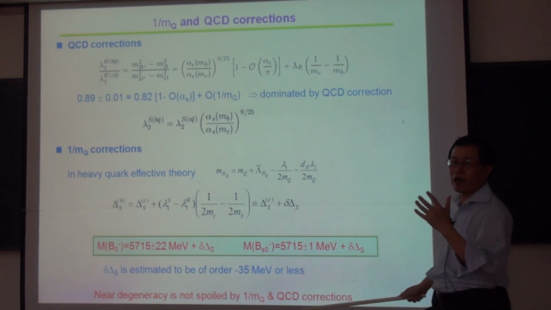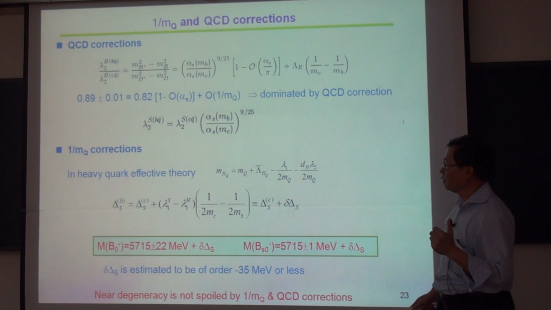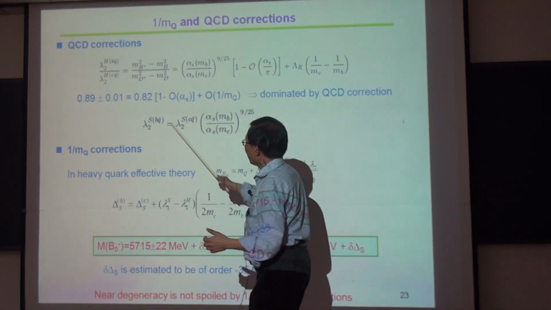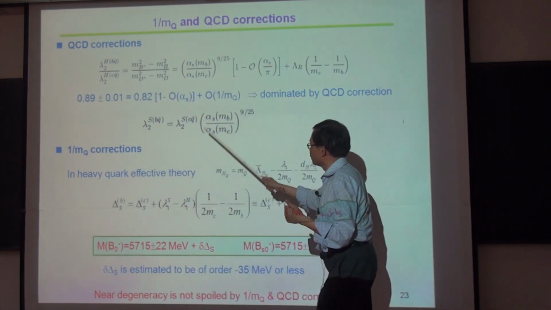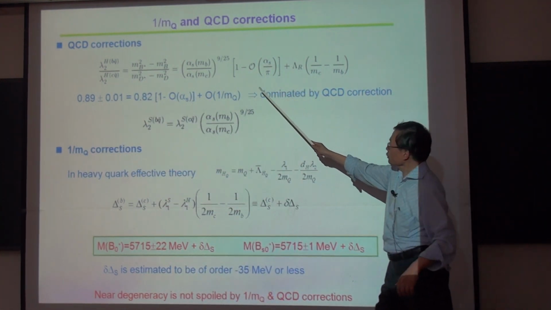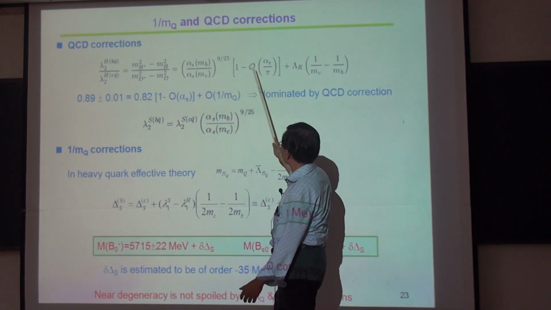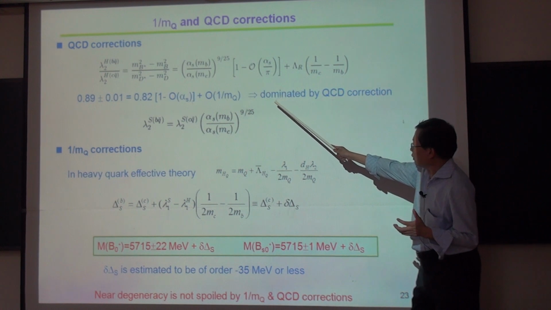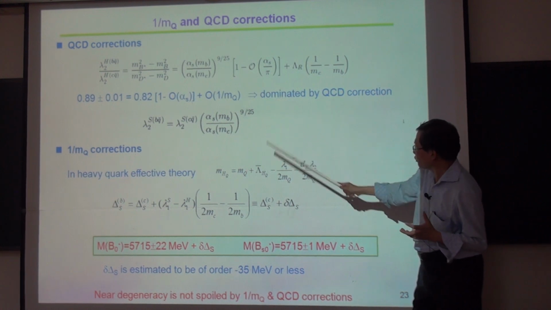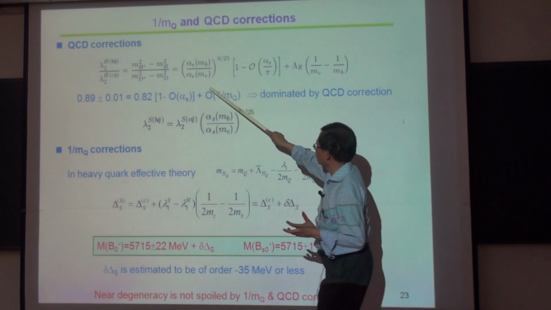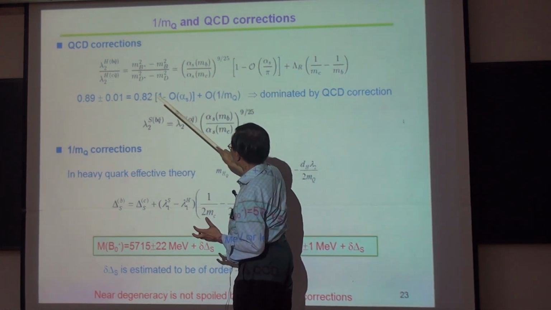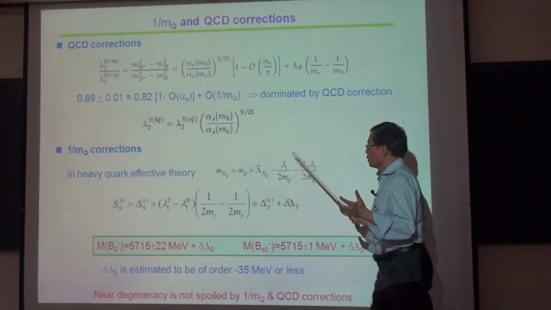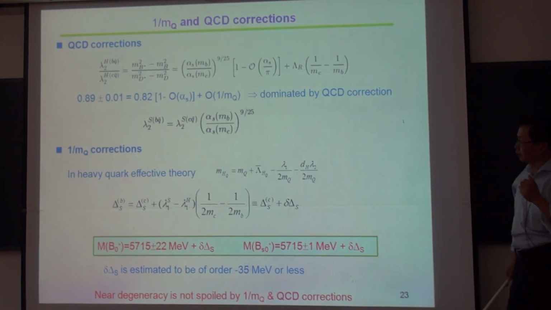Now we have to consider some corrections, because we just mentioned the heavy quark limit. Beyond the heavy quark limit, you consider some QCD correction, the one-loop correction. It turns out the QCD correction here is very important because its number is 0.82, and the experimental number, the ratio, is 0.89. So it means it's mainly governed by the QCD correction.